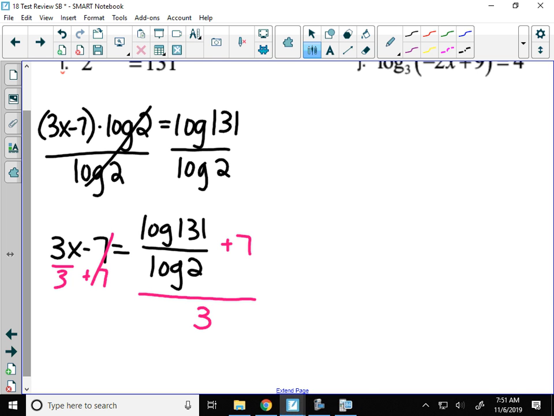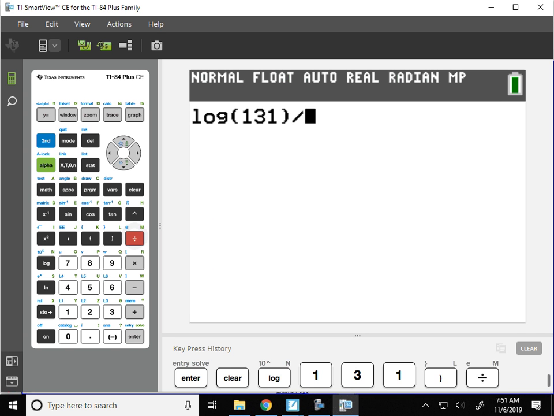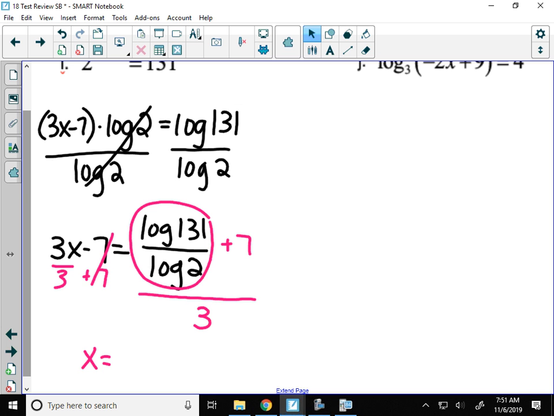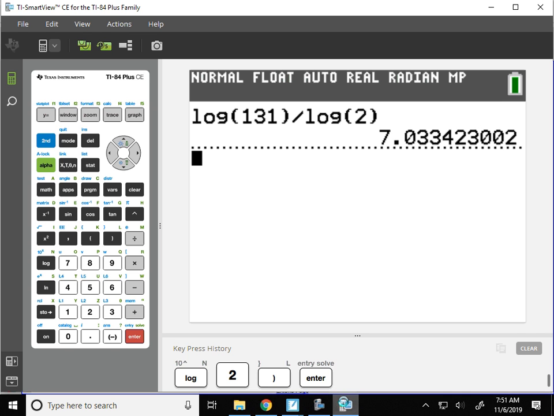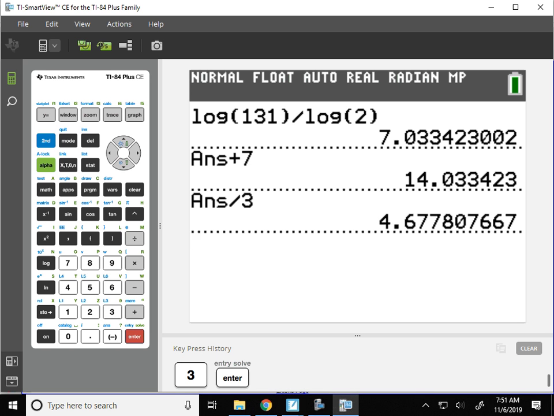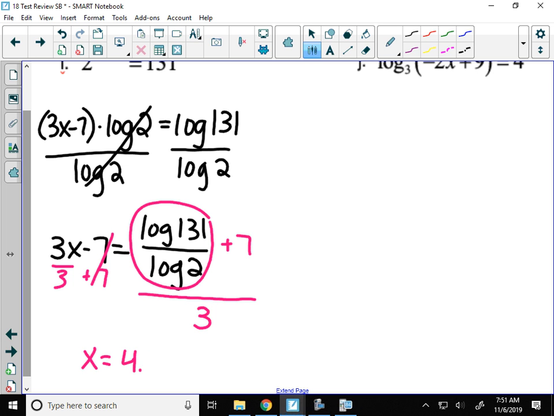So it's very particular here how you type this into your calculator. You're going to first take the logarithms here. You're going to divide log of 131 by log of 2. Now what you're going to do is the next part. You're going to add 7 and enter again, and then divide by 3 and hit enter. So add 7, enter, divide by 3, hit enter, and you get 4.678. And there you are.